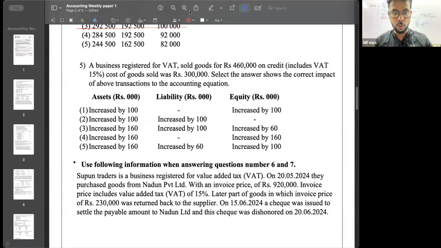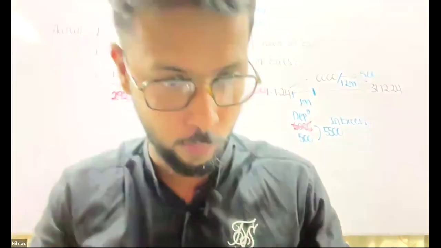Okay, I'm back. So question number 5. A business registered for VAT sold goods for 460,000 on credit, includes VAT 15%. Cost of goods sold was 300,000. Select the answer that shows the correct net impact of the above transaction. Okay, let's go to our board one more time.